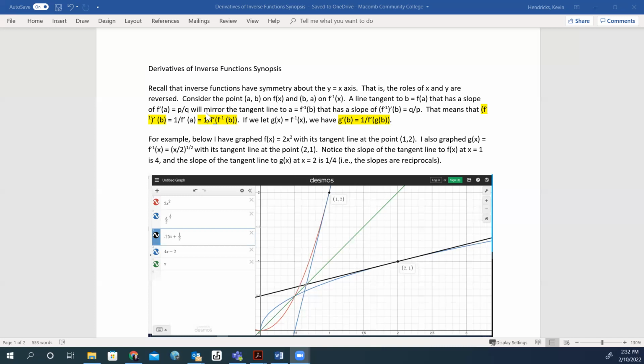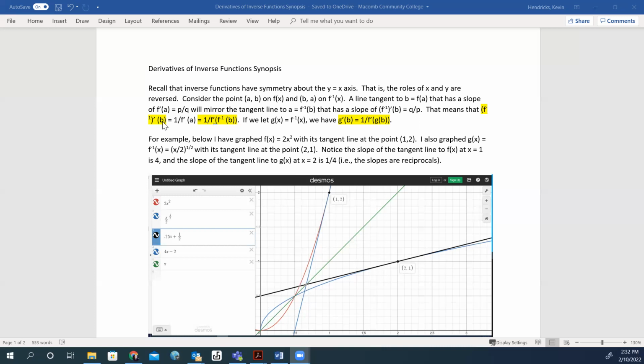So where does our formula come into play? The formula essentially says what we just talked about. It says that if we're talking about finding the derivative of the inverse function, which would be this blue curve, at B, well, what is B? What do they mean by B?